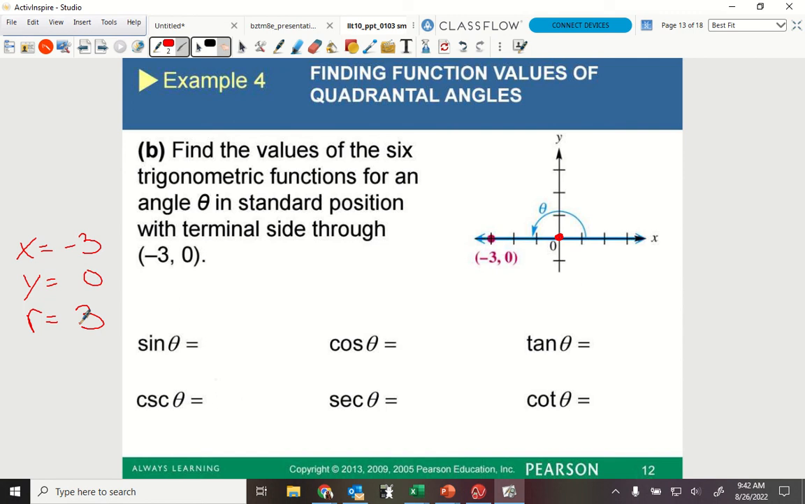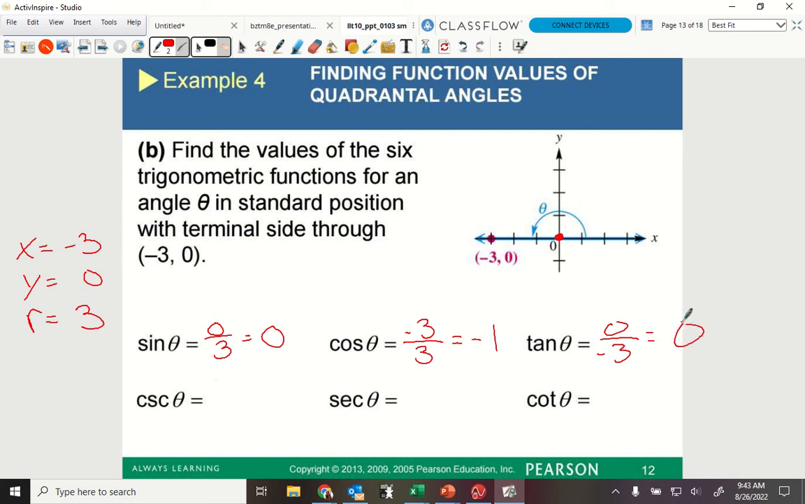All right, sine. Sine is y over r, so that's going to give me 0 over 3, which is 0. Good job. Cosine is x over r. What am I filling in there? -3 over 3, which gives me -1. Okay? So tangent. Tangent is y over x. So my y value is 0, and my answer is going to be 0.